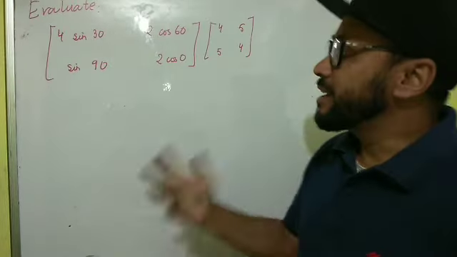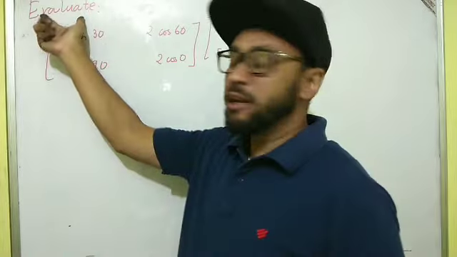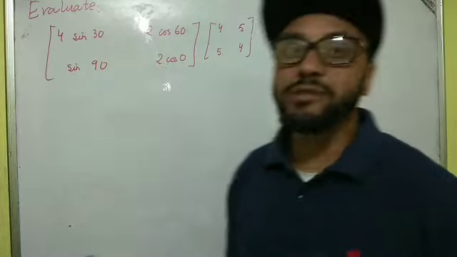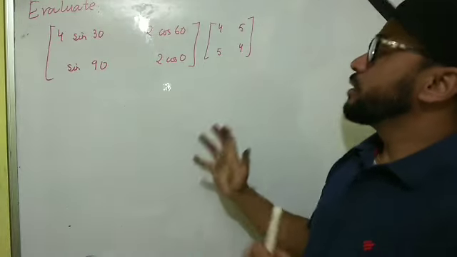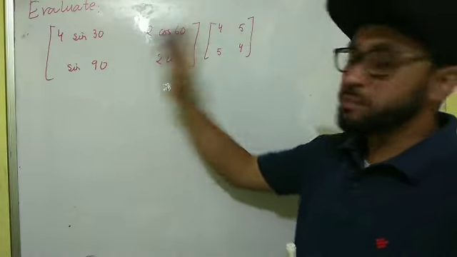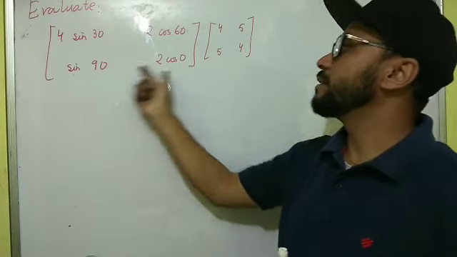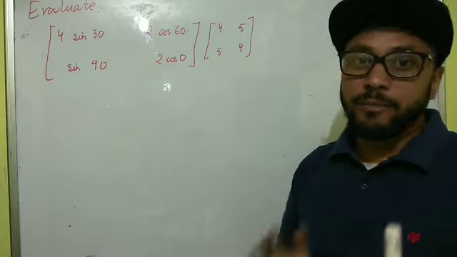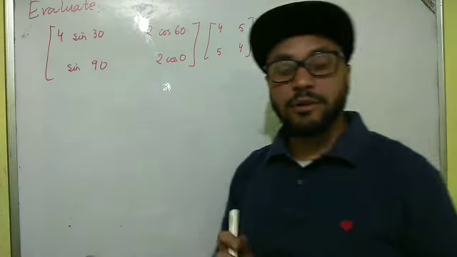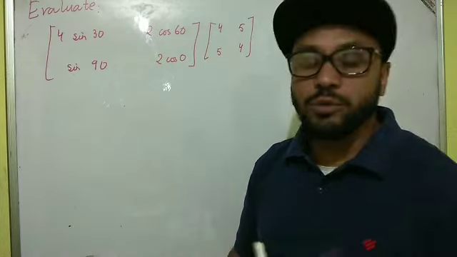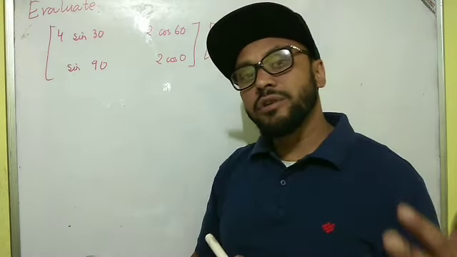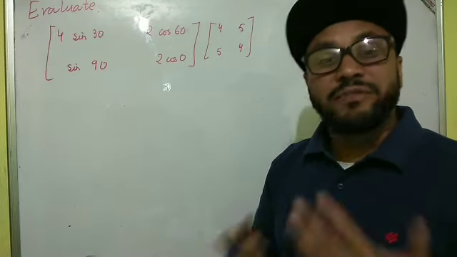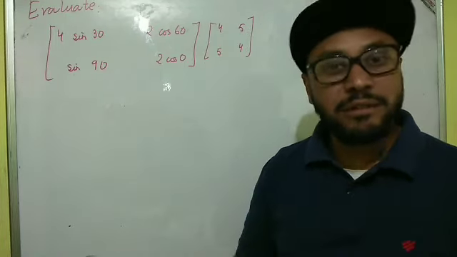Now let's move on to the next example. It says evaluate. Evaluate means we have to reduce this into the simplest form. Now some trigonometric ratios are given. What we need to do here is multiply these two matrices, but first we need to put in the values of these trigonometric standard angles. If you don't know the values or how to find them, please go through the videos on trigonometry, where I have explained how to find the values of all the standard angles.